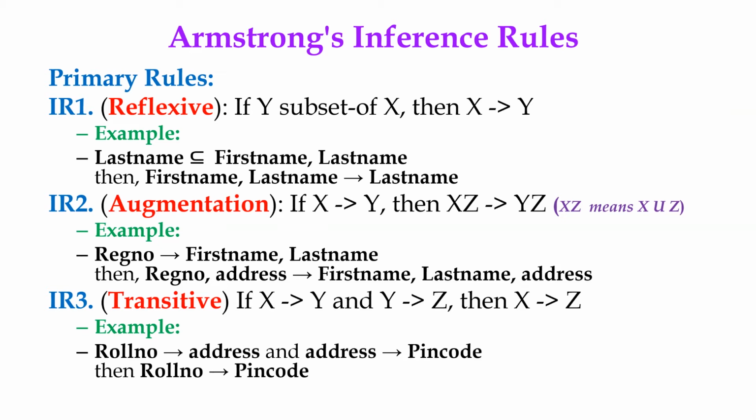The next rule is the transitive rule. That is, if X determines Y and Y determines Z, then ultimately X determines Z. So roll number determines address, address determines pin code, which means roll number determines pin code.